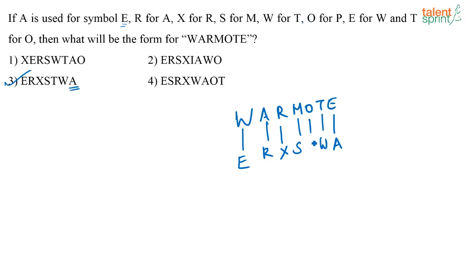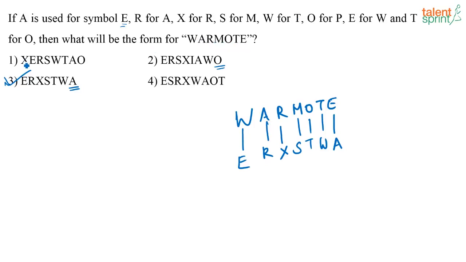So the answer that we are looking at is ERXSTWA, which is option 3. Now as I said, you need not do the full steps, because if you look at the last letter here in the code, here you have A, here you have O, again O, T. Okay, how many letters are there here? Let's check. 1, 2, 3, 4, 5, 6, 7.